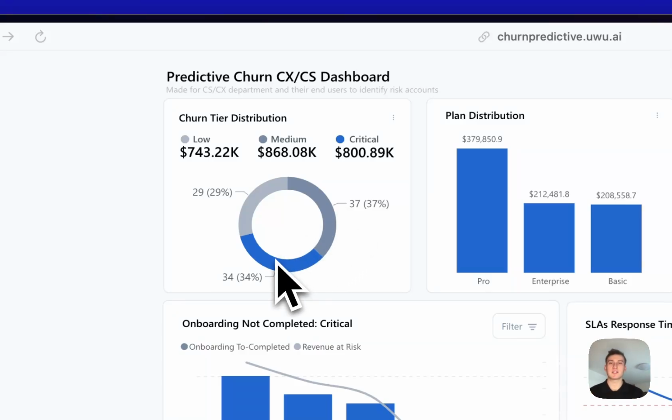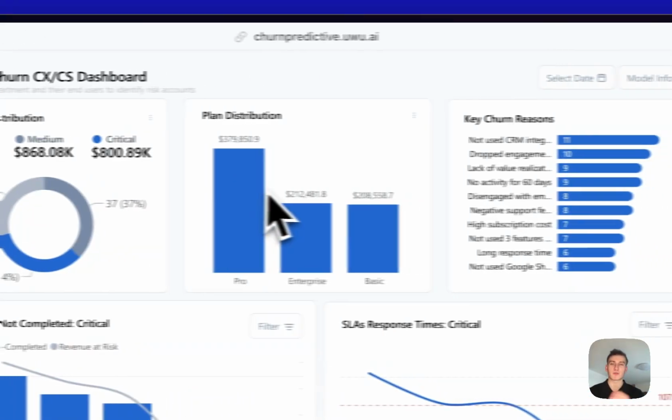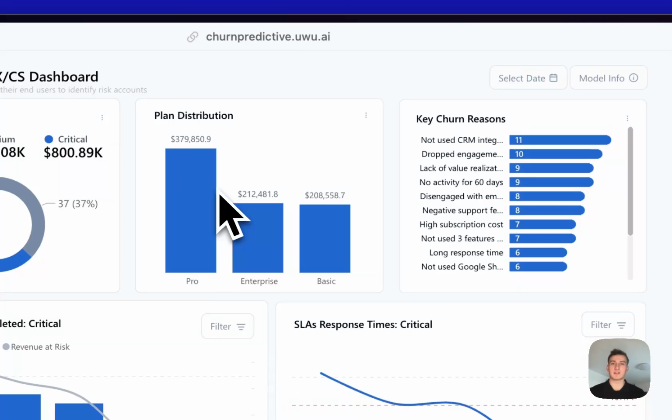Now, the next one is plan distribution. We are able to see, strictly for critical, how the at-risk revenue is distributed amongst the 3 plans. As we can see, the highest at-risk revenue is at the Pro plan, which helps us navigate and answer the questions of what happens, where does it happen, and even potentially why does it happen. We can also see that Enterprise and Basic are close to the same.